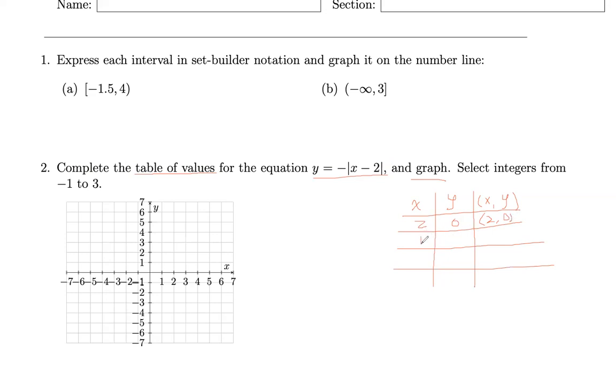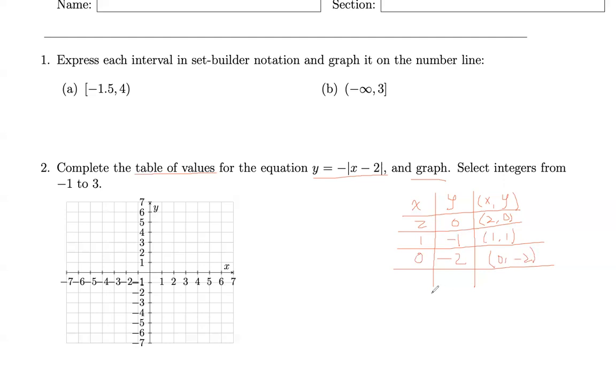Then maybe let X be 1. 1 minus 2 is negative 1. Absolute value of negative 1 is positive 1. But then outside we have a negative sign, so we get negative 1. So we get our second point, 1 comma negative 1. Now let X be 0. 0 minus 2 is negative 2. Absolute value of negative 2 is positive 2. Then outside we have a negative sign, so we get negative 2. So we get 0 comma negative 2.